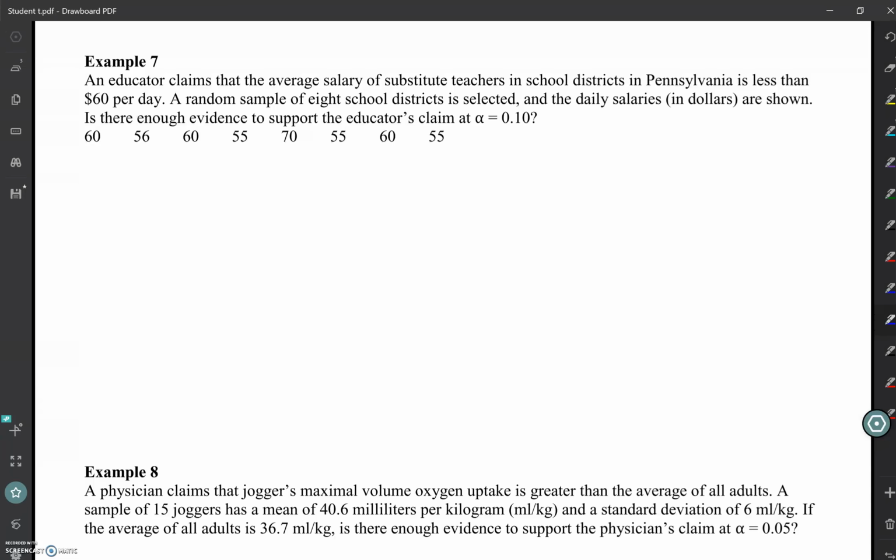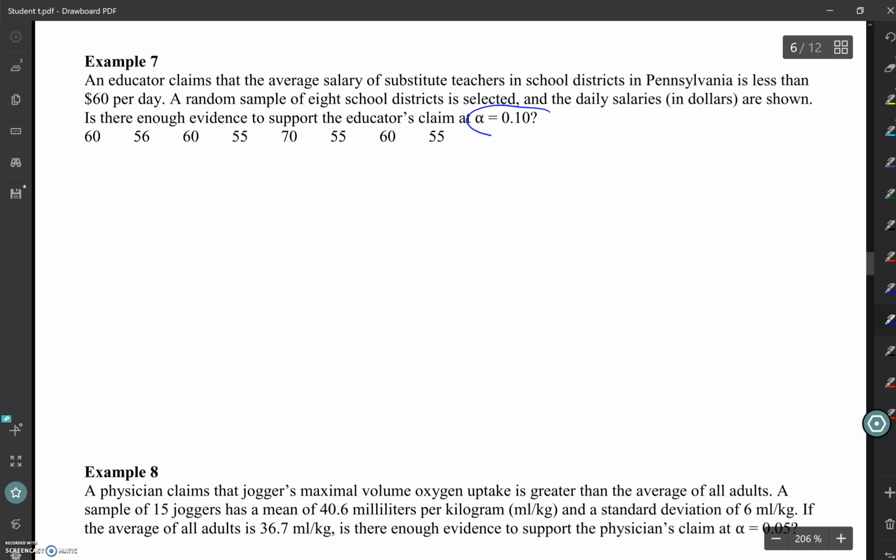An educator claims that the average salary of substitute teachers in a school district in Pennsylvania is less than $60 per day. A random sample of 8 school districts is selected, and the daily salaries in dollars are shown. Is there enough evidence to support the educator's claim?